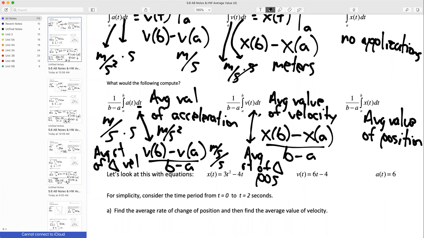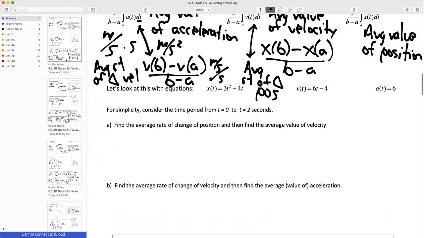Let me put some numbers in there and show you. Okay, so I have three equations. I have a position equation, 3t squared minus 4t. If I take the derivative of that, I get the velocity, 6t minus 4. If I take the derivative of that, I get the acceleration, 6. For simplicity, let's consider the time period from 0 to 2 seconds.